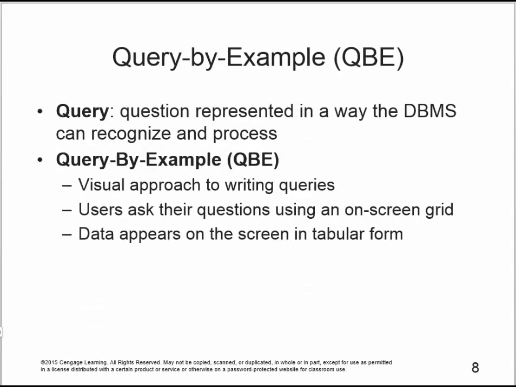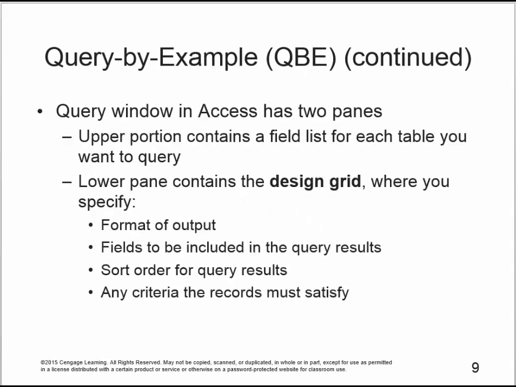So this week we're really going to focus on query by example. A query is just a question that is written in a way that the database management system can recognize it. And QBE is a visual approach to writing queries where you actually ask your questions using an on-screen grid, and then data will appear on the screen for you. And we're going to be using Access to write our queries.